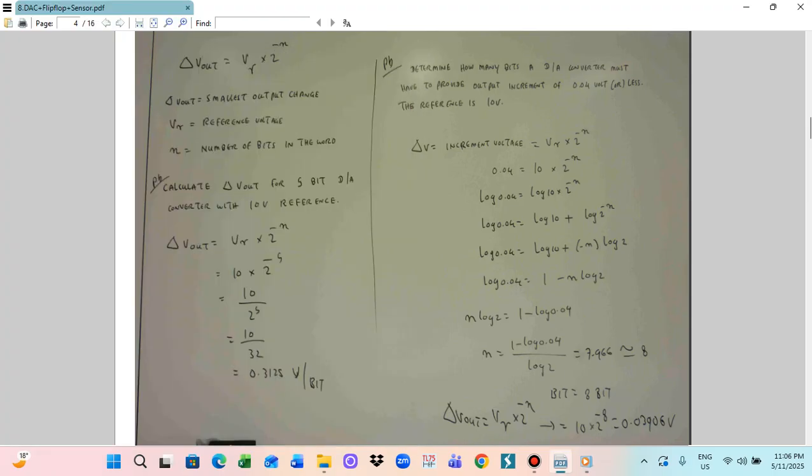This is a digital to analog converter, so we can change the digital signal to analog. This is the equation to calculate the digital to analog converter circuit: VR is equal to VR multiplied by V1 to the power minus 1 plus V2 to the power minus 2 plus, up to Vn to the power minus n.